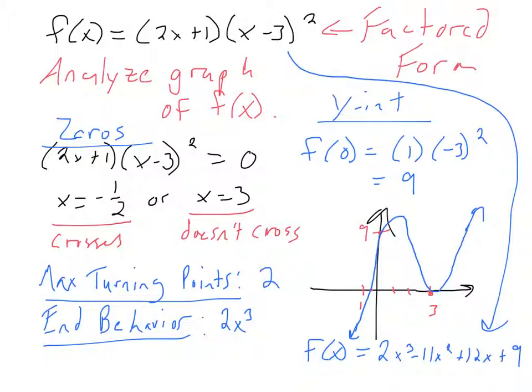It's got to have two x-intercepts. The multiplicity of 3 is even, so it's got to turn around right there. Multiplicity at -1/2 is odd. It's got to cross right there. It has to cross the y-axis at 9. That gives it how many turning points? 2, so that's okay. That's not more than it has.